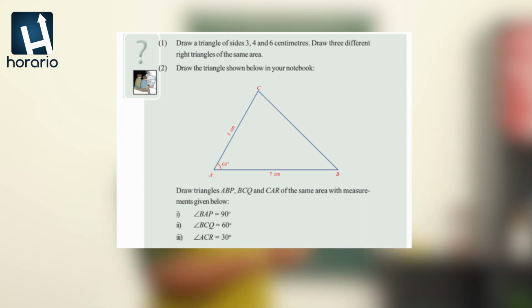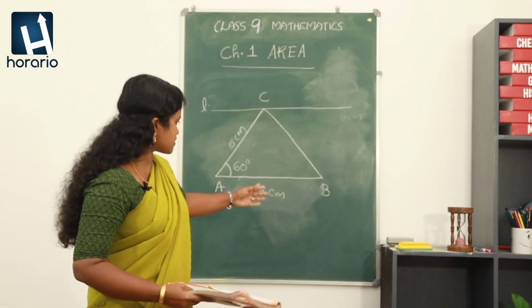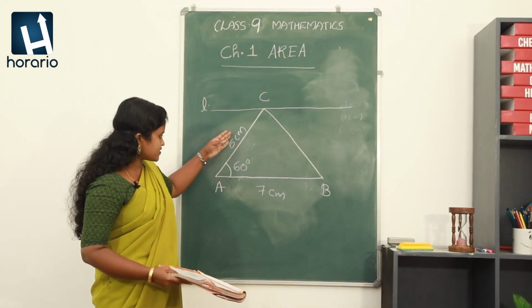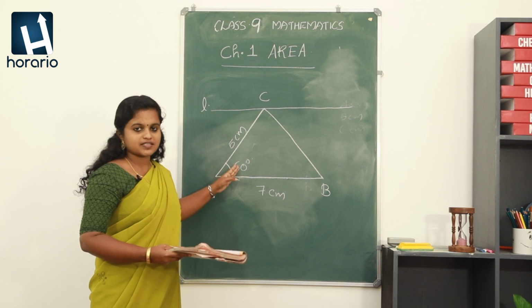So, they have given a triangle in the textbook. We have to draw the same triangle in your notebook. Okay, it is measuring 7 centimeter as base and one of the sides is measuring 5 centimeter and the angle between the two sides is 60 degree. I have drawn it on the board: 7 centimeter, 5 centimeter and in between we have 60 degree.